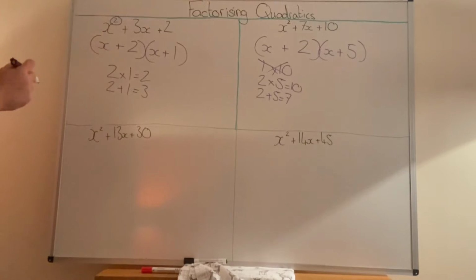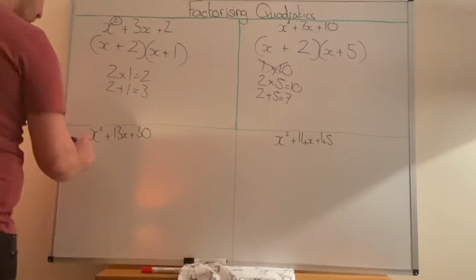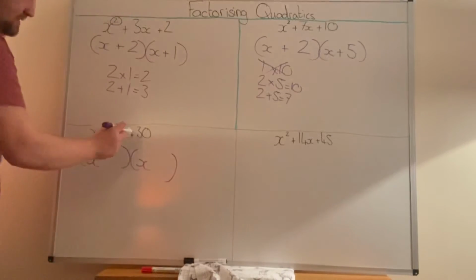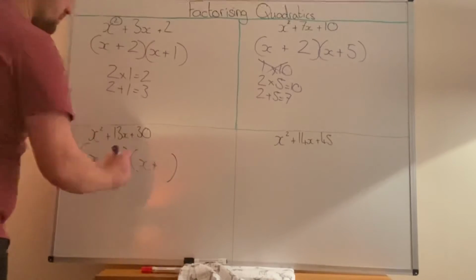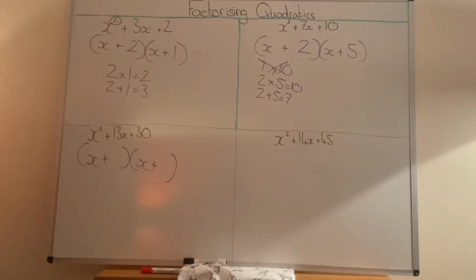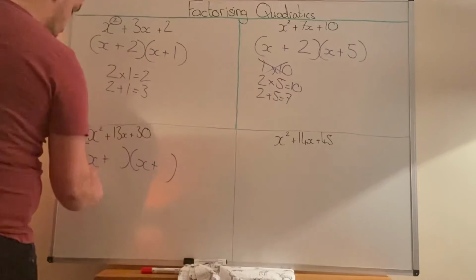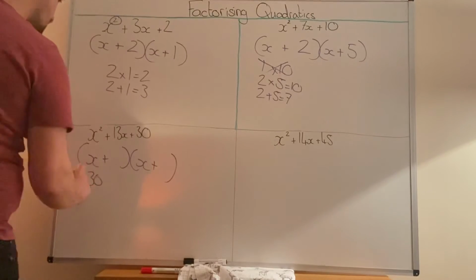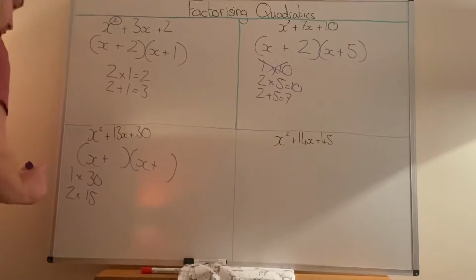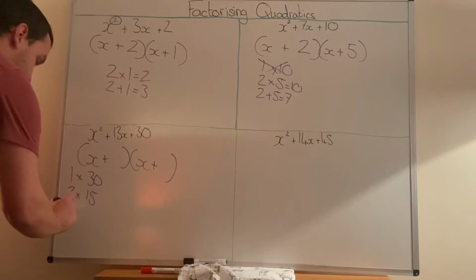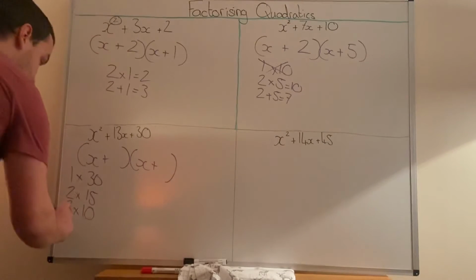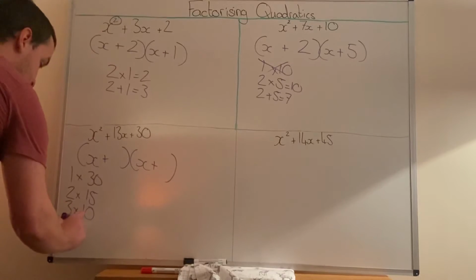Okay, next one then. So we've got 1x squared, so we've got x and x. Two adds in the middle, so we're going to have plus and plus, 30 at the end. So we need two numbers that times together to make 30. So we've got 1 times 30, 2 times 15, 3 times 10, and 5 times 6.